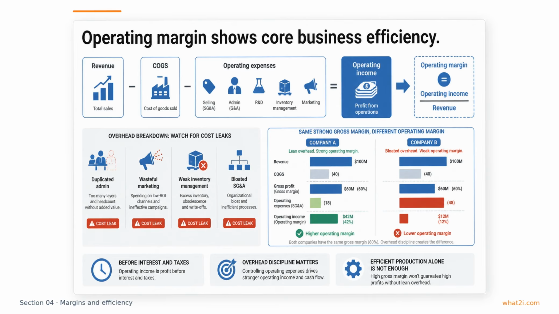A company can have an attractive gross margin but still a weak operating margin if overhead is bloated or spending discipline is poor. That is why operating margin often reveals whether management is converting product strength into actual business efficiency.